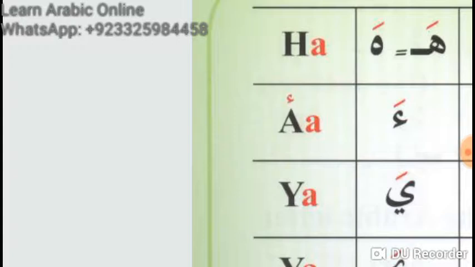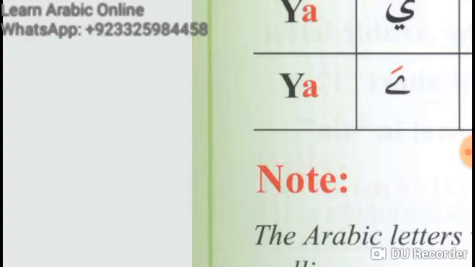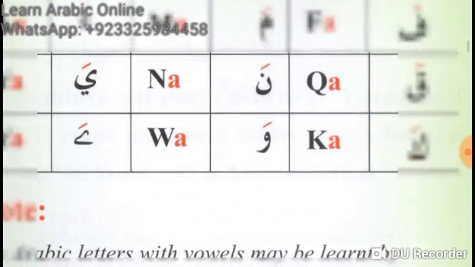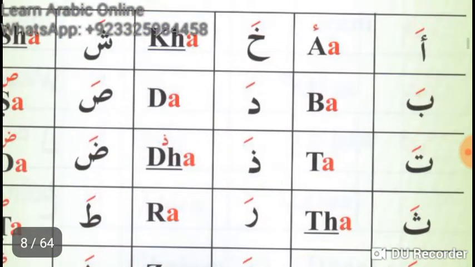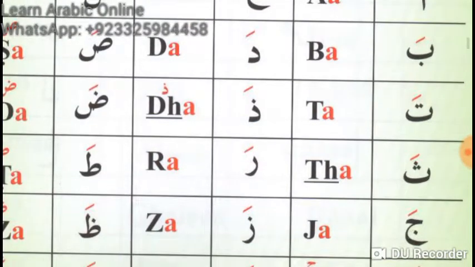Hamza fatha a. Ya fatha ya. Good. Now read all these alphabets again, and this time read directly. A ba ta sa ja, like this.